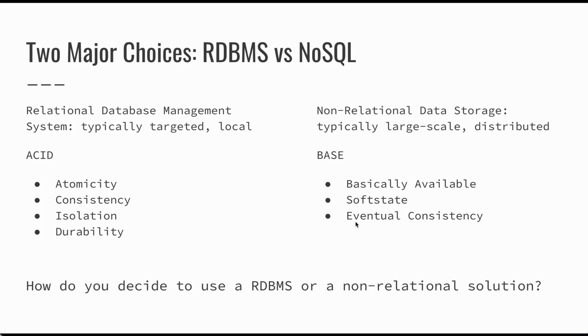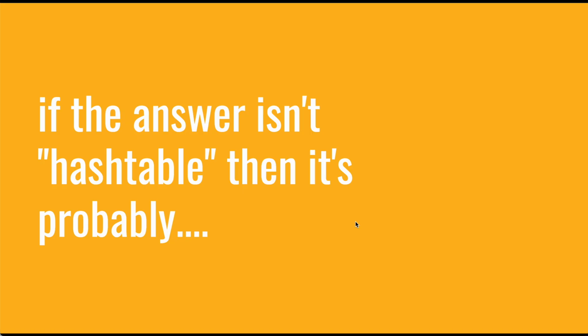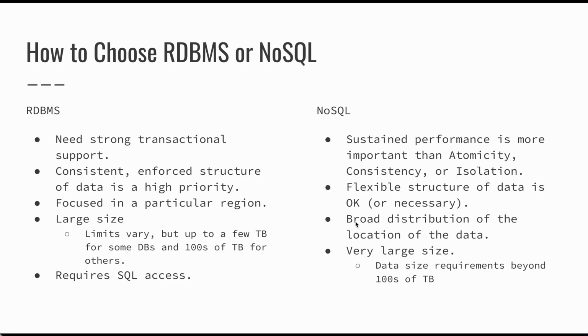So how do we decide to use one of these or another? Well, I think the joke in programming and in software engineering is that half of the answers to interview questions is hash table. Half the time, if you just say hash table, then you're probably going to be right. But if the answer isn't hash table, then almost all the other answers are "it depends," and that is because it depends on a lot of different factors here.